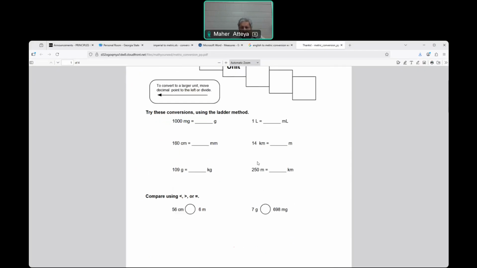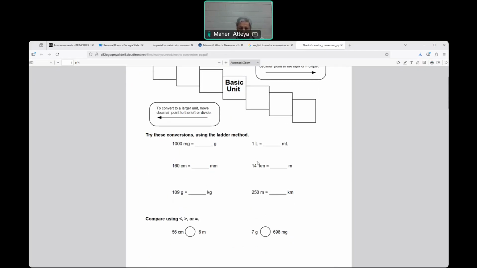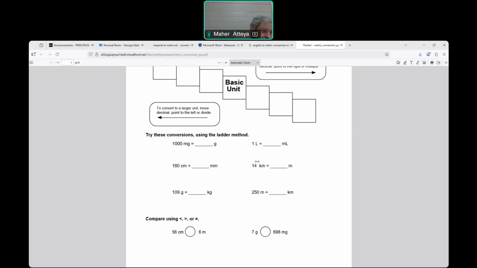Okay, that's a good one too. So metric, this looks like the first part of it. This part is conversion from metric to metric. Okay, guys, we can try one, and then we have to look into whether they have English to English.